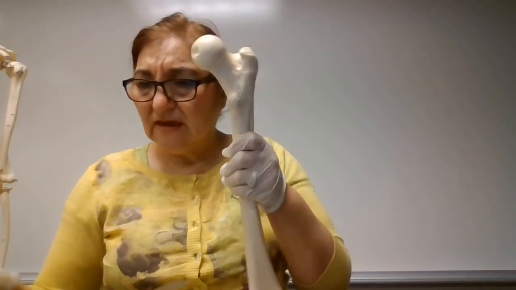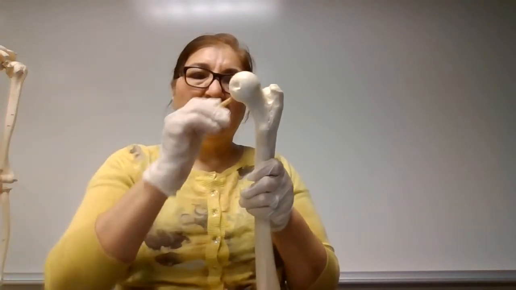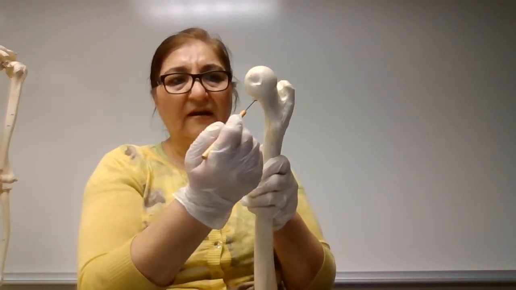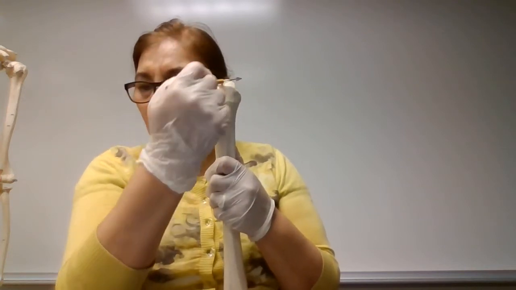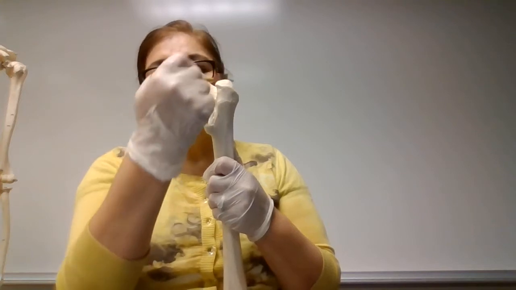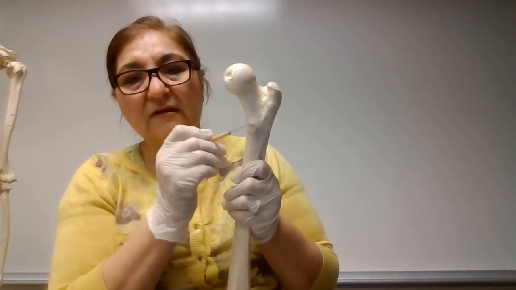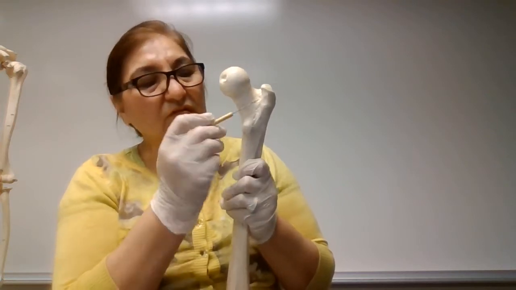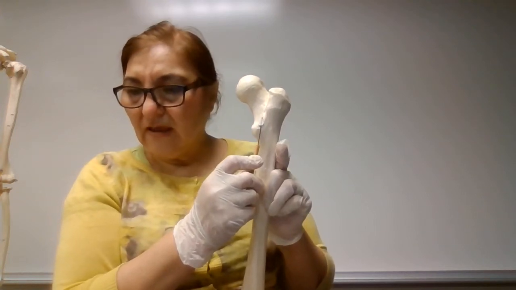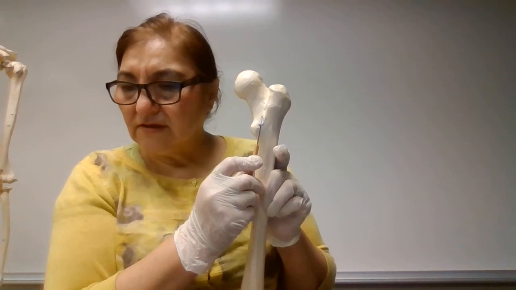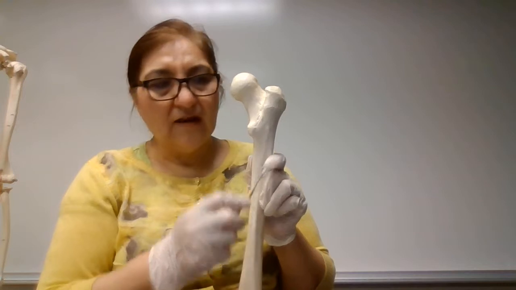Let's see what you see in the femur. You see the head and the neck of the femur. That's the neck around the head, and then you see the greater trochanter and the lesser trochanter. And between the greater and lesser trochanter is a groove, the intertrochanteric crest or intertrochanteric line.